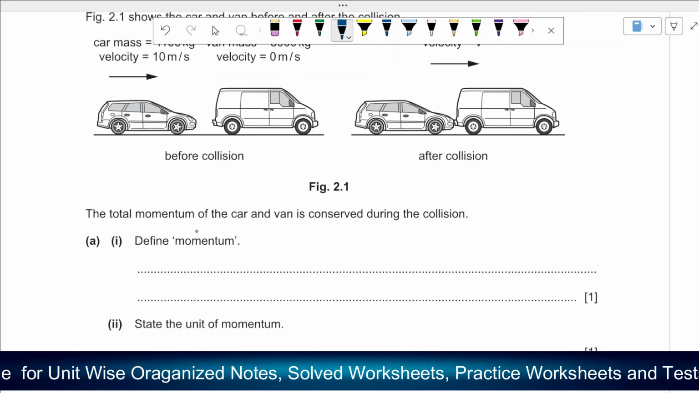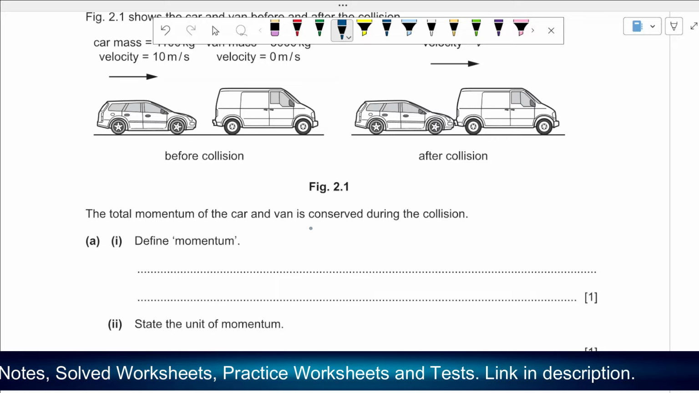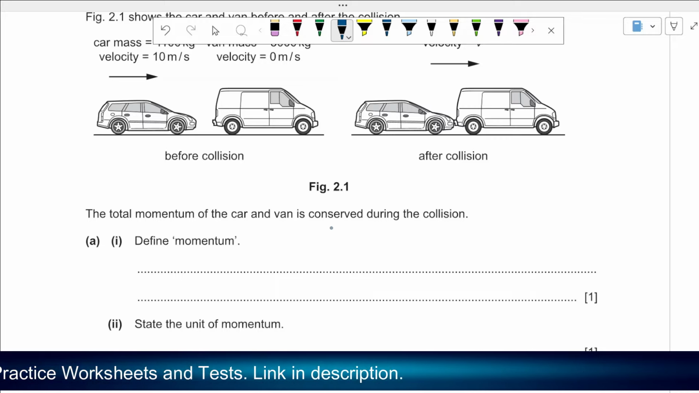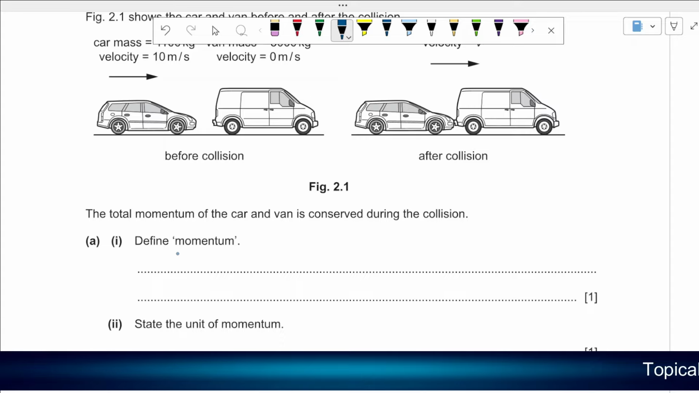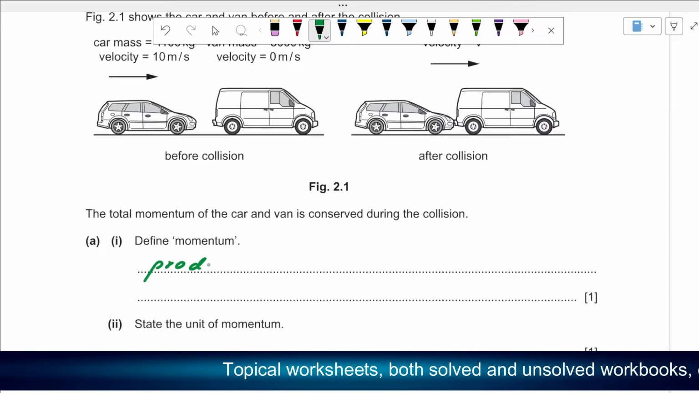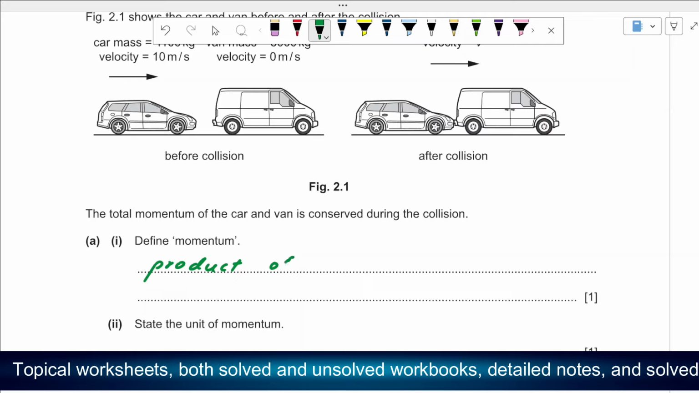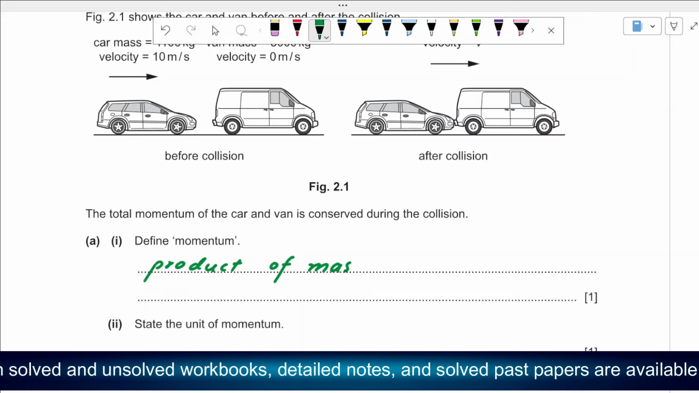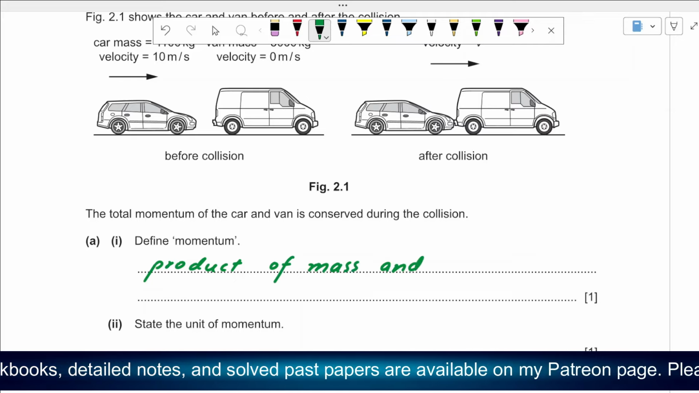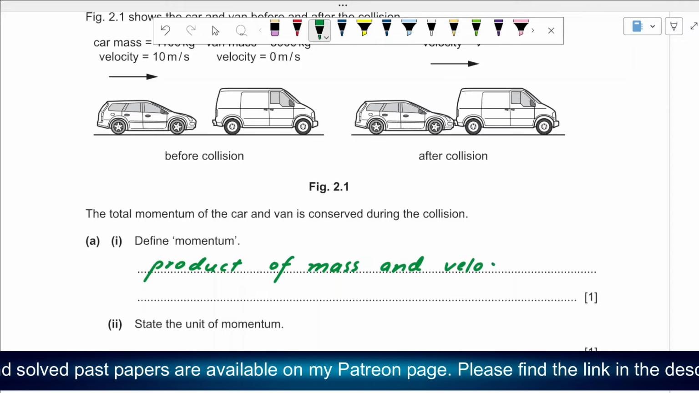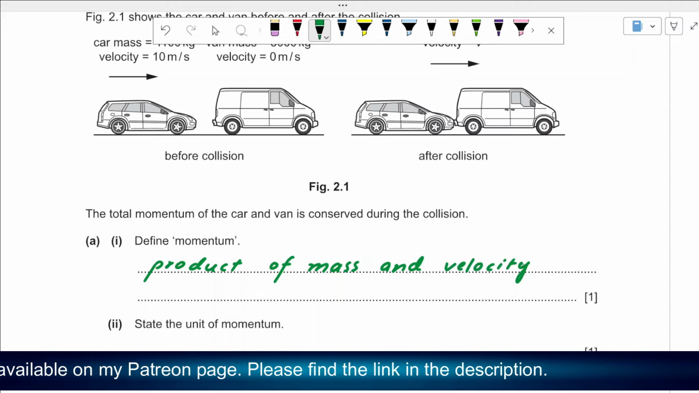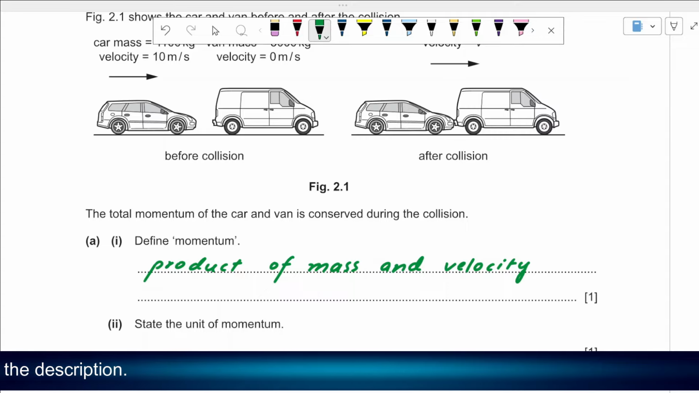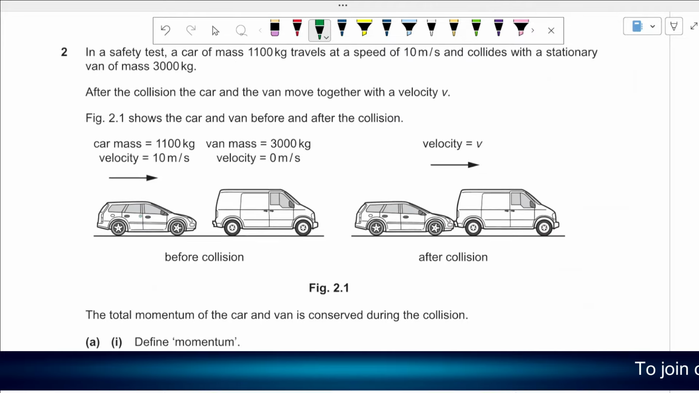But for the first one, the total momentum of the car and the van is conserved during the collision. It's always conserved if there is no external force. This is the law of conservation of momentum. But in the first one, we need to define momentum. So momentum is defined as the product of mass and velocity. For definitions, we gotta be very precise. Product of mass and velocity.